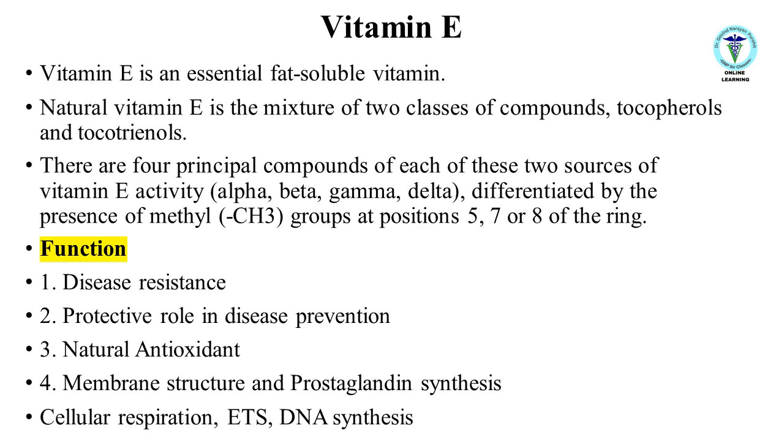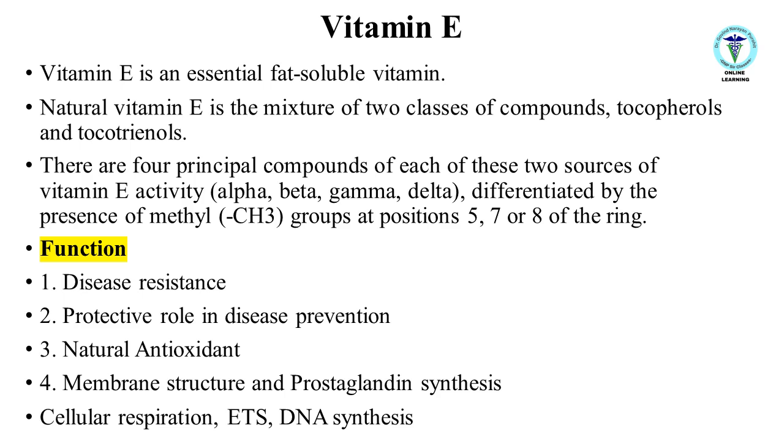Vitamin E. Vitamin E is an essential fat-soluble vitamin. Natural vitamin E is the mixture of two classes of compounds, tocopherols and tocotrienols. There are four principal compounds of each of these two sources of vitamin E activity: alpha, beta, gamma, delta, differentiated by the presence of methyl, CH3, groups at positions 5, 7 or 8 of the ring.